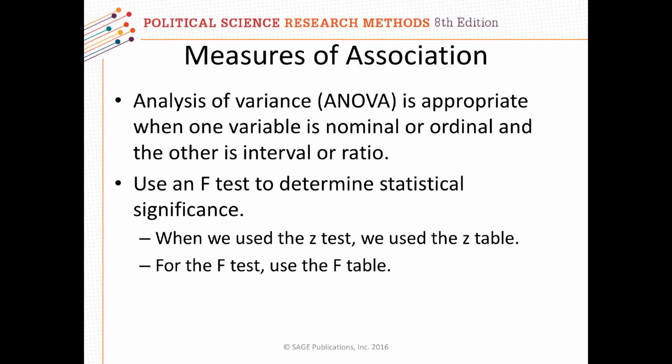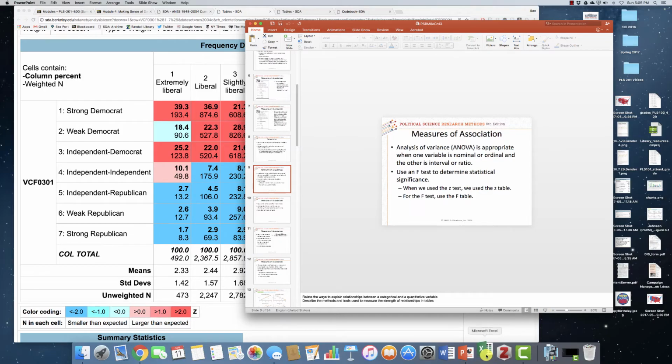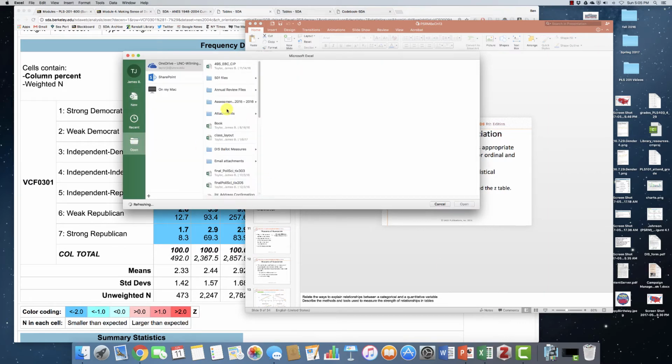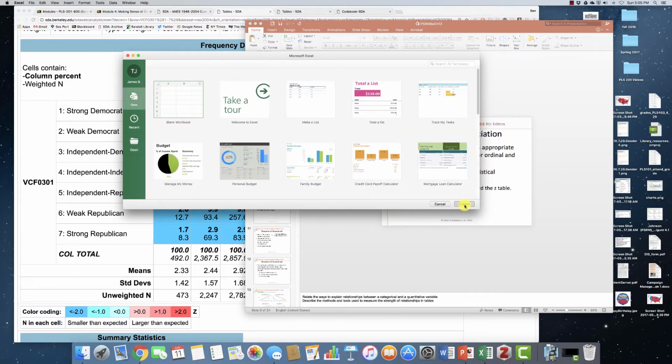When we use the Z test, you use the Z table. For the F test, there's an F table. And again, this would be something you would use a statistical software package with. In fact, I'll just go ahead and show you that. If we open up Excel, which I'll do now, you see the little Excel popping up and down. All right, so if we just opened a new Excel.